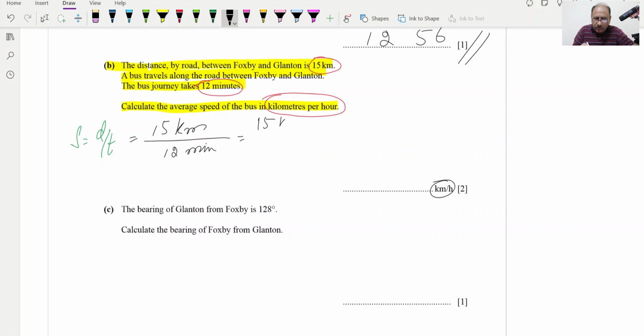So 15 kilometers, and the minutes will be divided by 60 to get hours. Now it is in hours, and this will be equal to, we can write it as, 15 into 60 over 12, and after cancellation, 5 times 15 is 75. This will be equal to 75 kilometers per hour, and our answer, 75 kilometers per hour, is already there, so this will be our final answer.